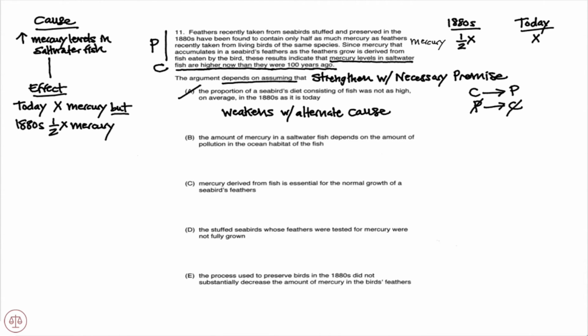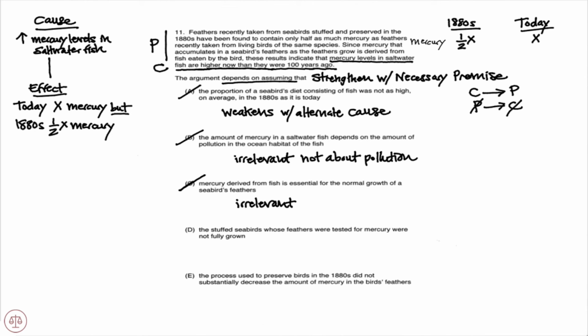B, the amount of mercury in a saltwater fish depends on the amount of pollution in the ocean habitat of the fish. And again, you notice B is completely irrelevant. This argument is not about pollution. So B would be out. Does not strengthen. Which brings me to C. Mercury derived from fish is essential for the normal growth of a seabird's feathers. And again, you notice that is completely irrelevant. This is not about the normal growth of these feathers. This is about the amount of mercury in the feathers. So C clearly does not strengthen, and C is out.